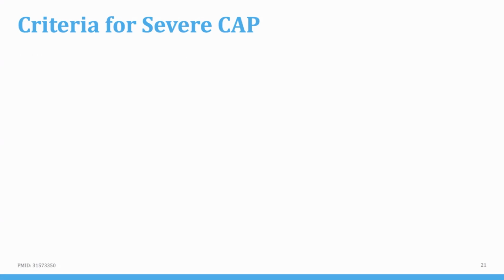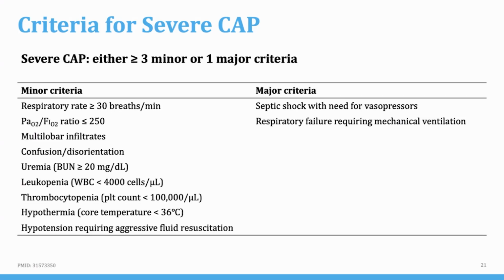So in thinking about how to approach the treatment, you first want to determine the severity of their presentation. The guidelines describe specific criteria to determine if someone has severe CAP. And it's primarily at least 3 of the following minor criteria, which I'll leave here for your reference to review at a later time, or 1 major criteria. The major criteria is essentially critical illness, either septic shock with the need for vasopressors or respiratory failure requiring mechanical ventilation.